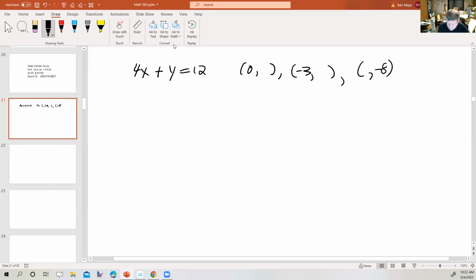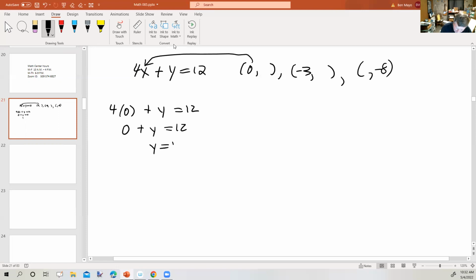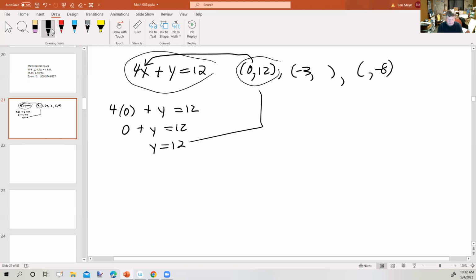So to complete the first ordered pair, since x is 0, we're going to put 0 in the place of x. And we get 4 times 0 plus y equals 12. 4 times 0 is 0. 0 plus y is y. So we get y equals 12. So our first ordered pair is 0, 12. That ordered pair is a solution to this equation. Any questions about that process?